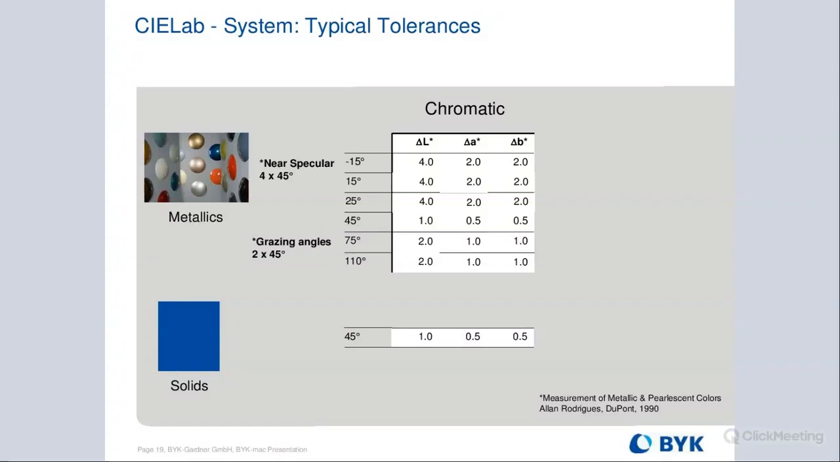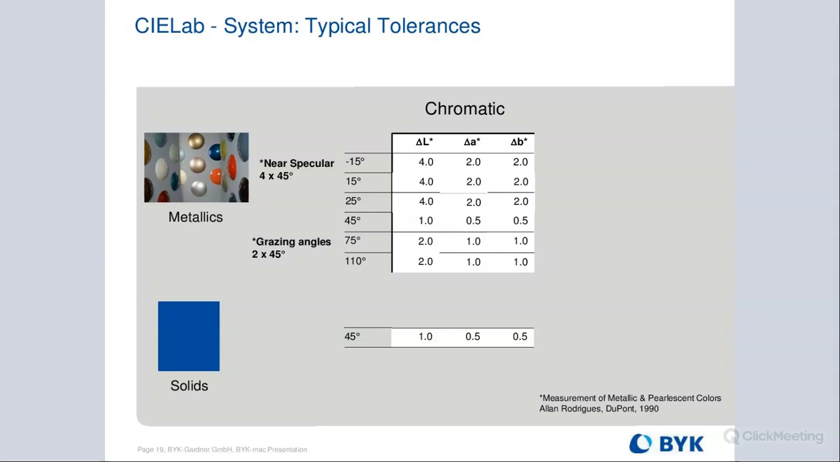And this just goes over the typical tolerances. So when you have metallic colors, we typically see larger tolerances for -15, 15 degrees, 25 degrees. But at 45 degrees, we find that the tolerances are typically very tight. And the same with solid colors. With solid colors, we only have one angle that we look at because we typically don't see a change depending on the viewing angle on a solid color.